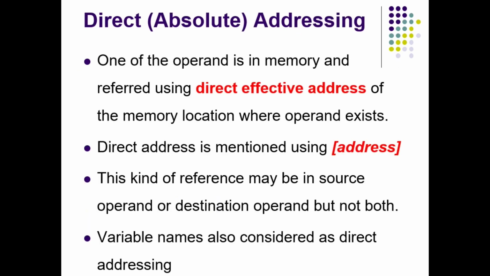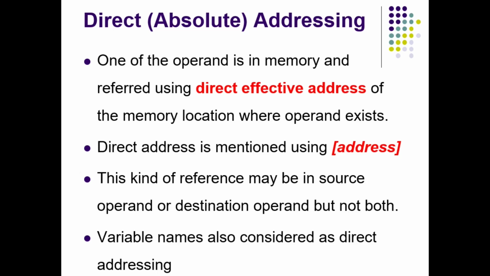In the previous two addressing modes, either the data was in the registers and we referred to register names as operands, or we provided the data as an immediate value. This is the third addressing mode, called direct addressing mode or absolute addressing mode. This is the first addressing mode where the operand is actually stored in memory and we are trying to refer to it.